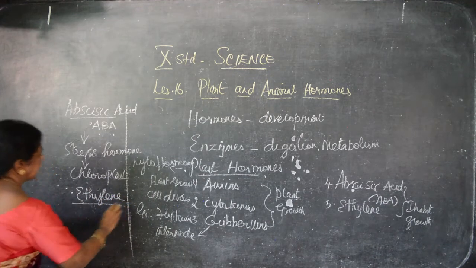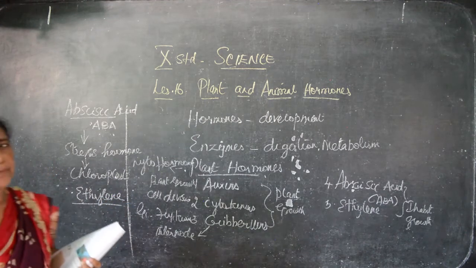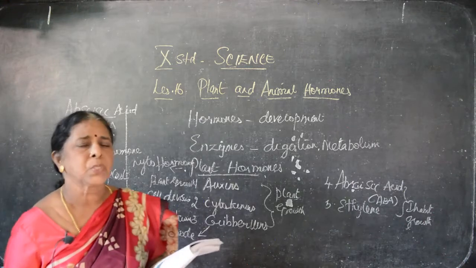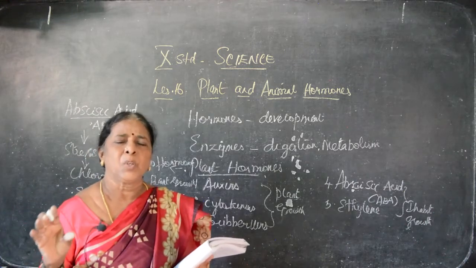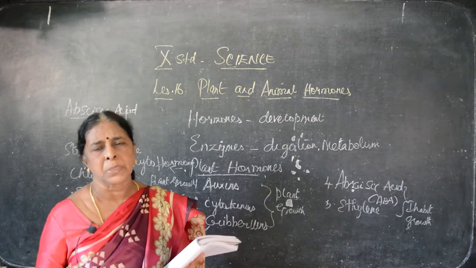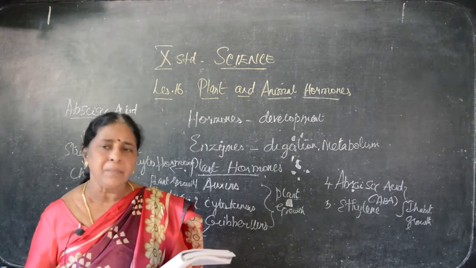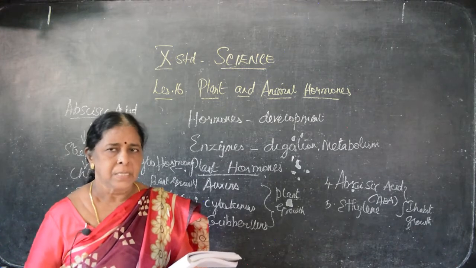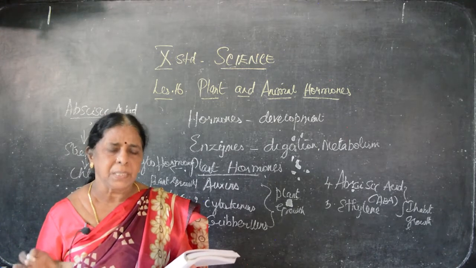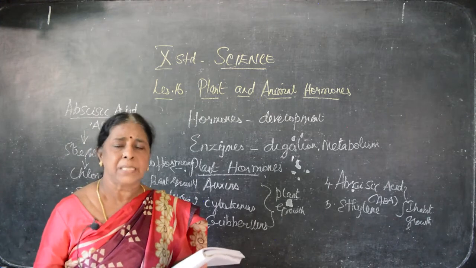Ethylene is mainly to ripen the fruits. The fruits in the beginning will be somewhat raw only. They are not well ripe fruits. The fruits become well ripe by using ethylene. By using ethylene, we can make the raw material into the ripe one. You understand what I said?